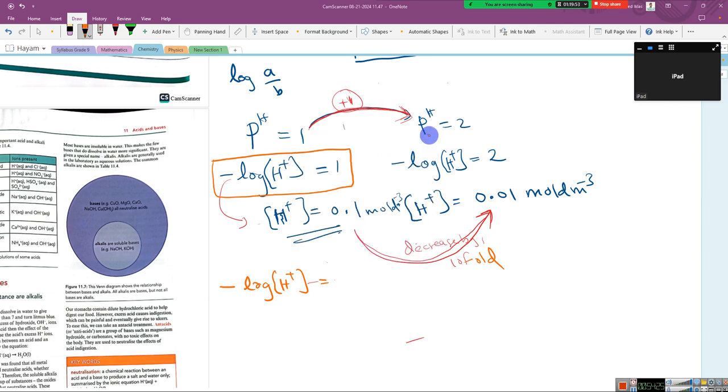Okay, so now I am going to consider this expression, minus log H plus is equal to 1, right? Now what I am going to do is multiply the entire equation by minus 1. So what will I get? Log H plus concentration.